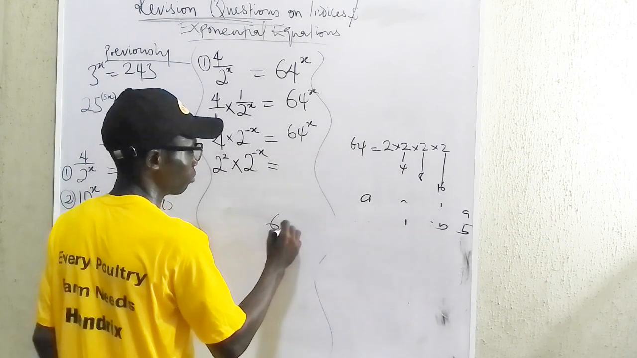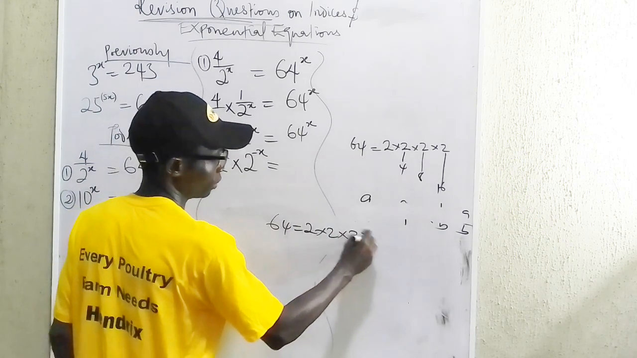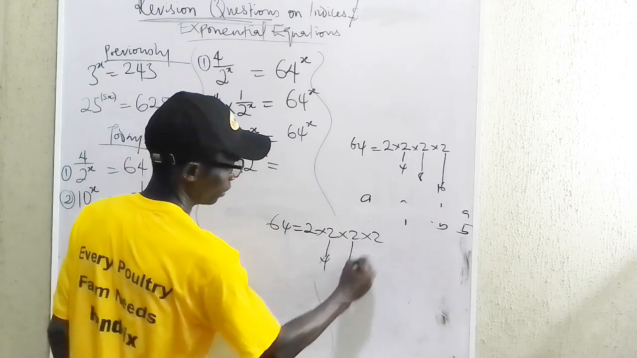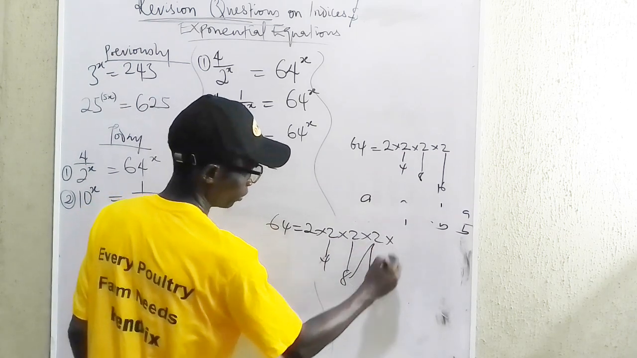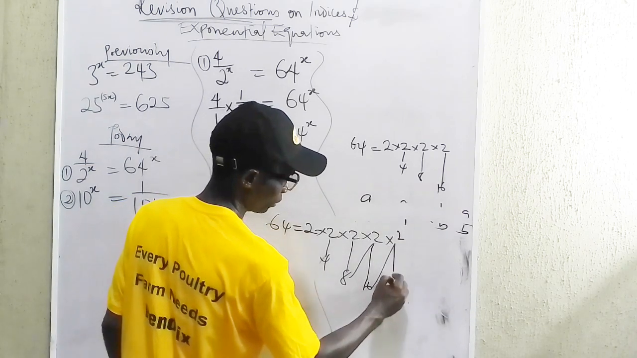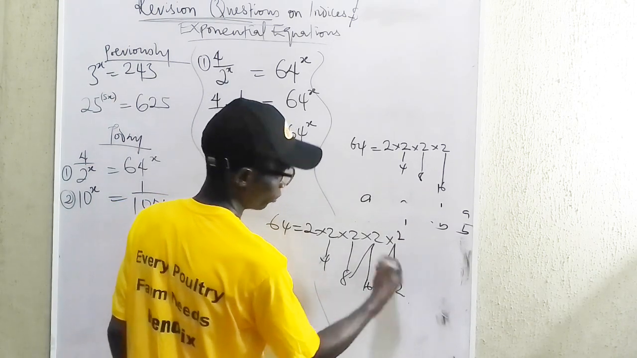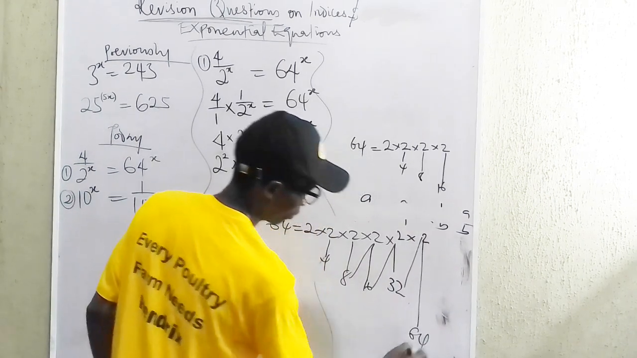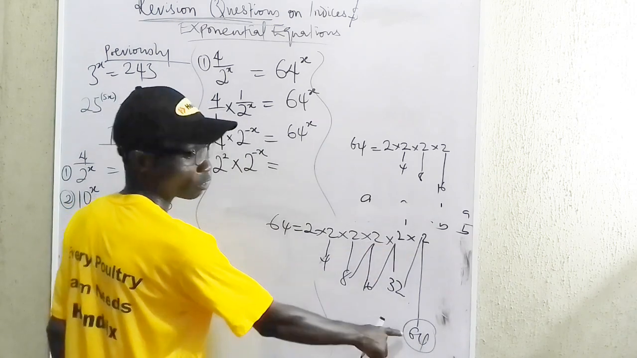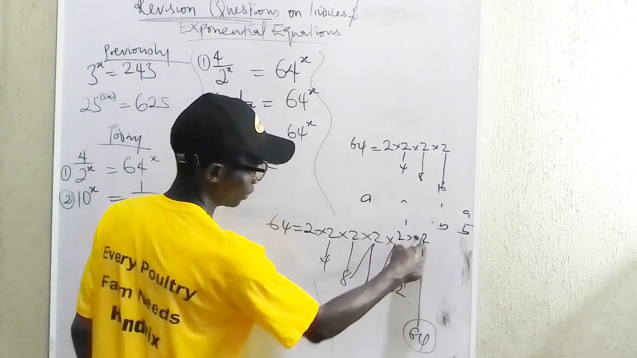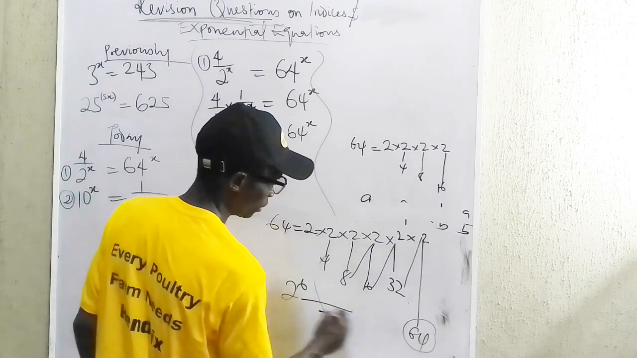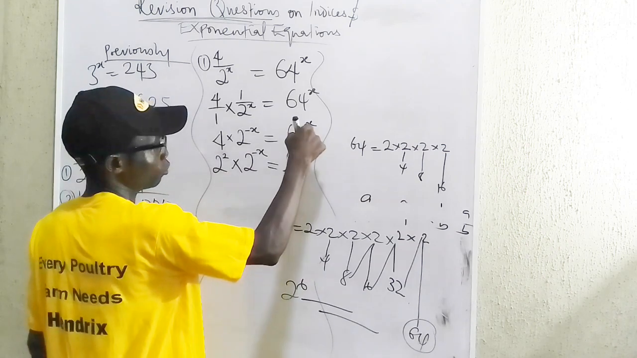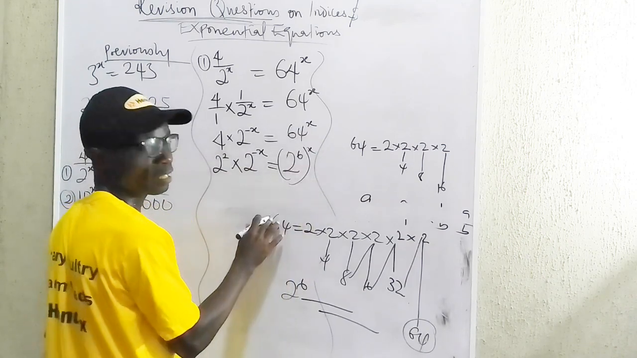Let's start from here. 64 is the same as 2 times 2 times 2 times 2. Let's see first. 2 times 2 is 4. 4 times 2 is 8. 8 times 2 is 16. Let's put on that 2. 16 times 2 is 32. Then you know it's 64, right? And 32 times 2 gives us 64. So how many 2's give us 64? 1, 2, 3, 4, 5, 6. That means 2 raised to the power of 6 is equal to 64. So that means this is the same as 2 raised to the power of 6. Do not forget the x is still there.